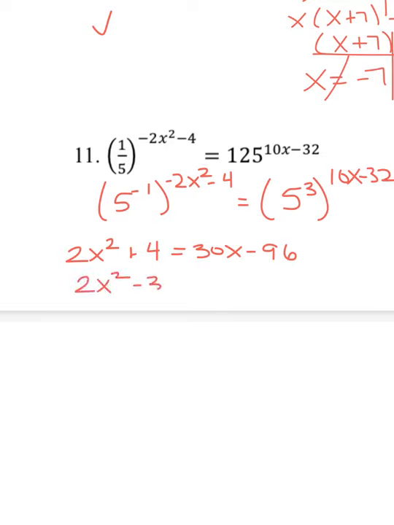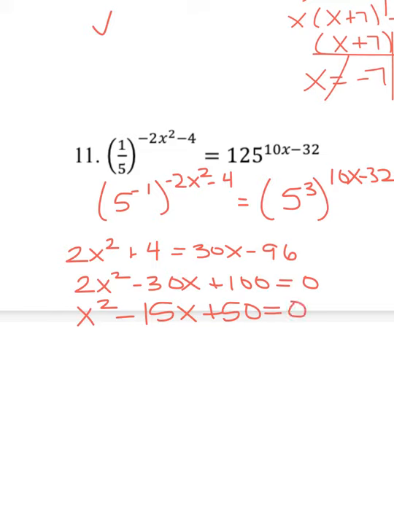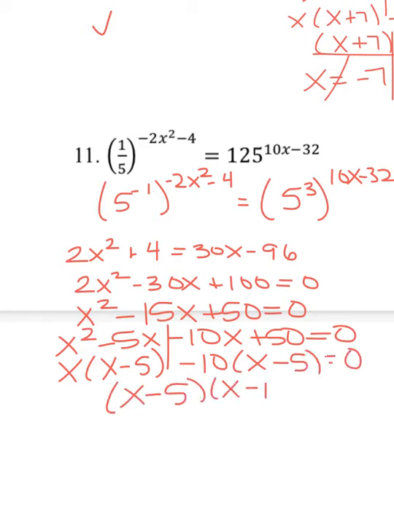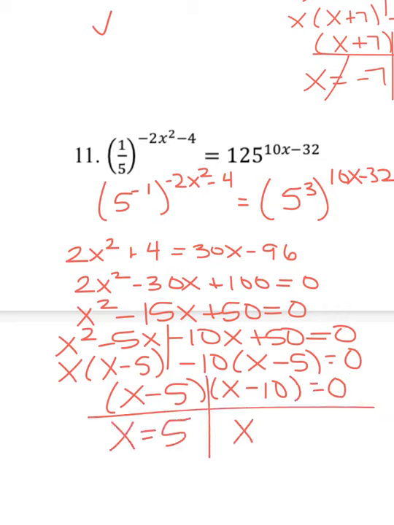2x squared minus 30x plus 100 equals 0. You could take out a 2 to make it a little bit smaller numbers, if you want. You don't have to. Two numbers that multiply to be 50 and add to be negative 15 are negative 5 and negative 10. When I split it, this is x minus 5, minus 10, x minus 5. So x minus 5 times x minus 10 equals 0. And then I do my t-chart, which gives me x is equal to 5 and x is equal to 10.